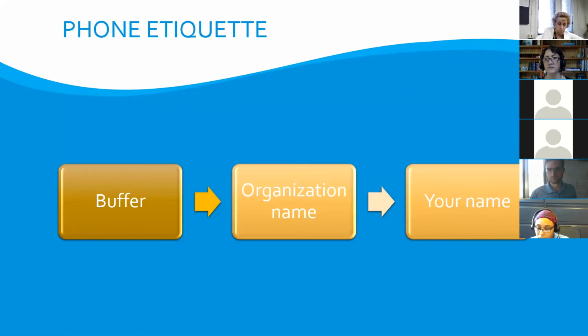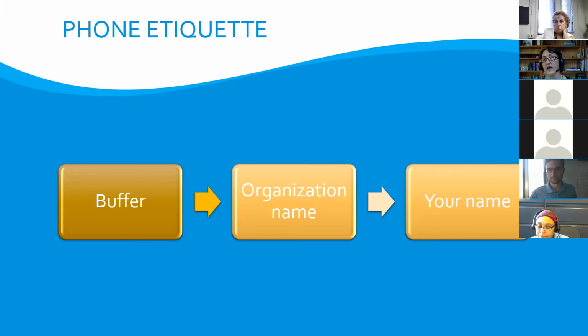The organization name is to confirm that they've reached the right place. And of course, your name is to establish some sense of relationship with the person who's on the phone. So you want to make sure you have all of those things. It can get a little fuzzy, maybe gray, if you have a variety of phone auto attendants. So for example, when you call our office, we have a computerized auto attendant who gives you the buffer and the organizational name and then instructions.